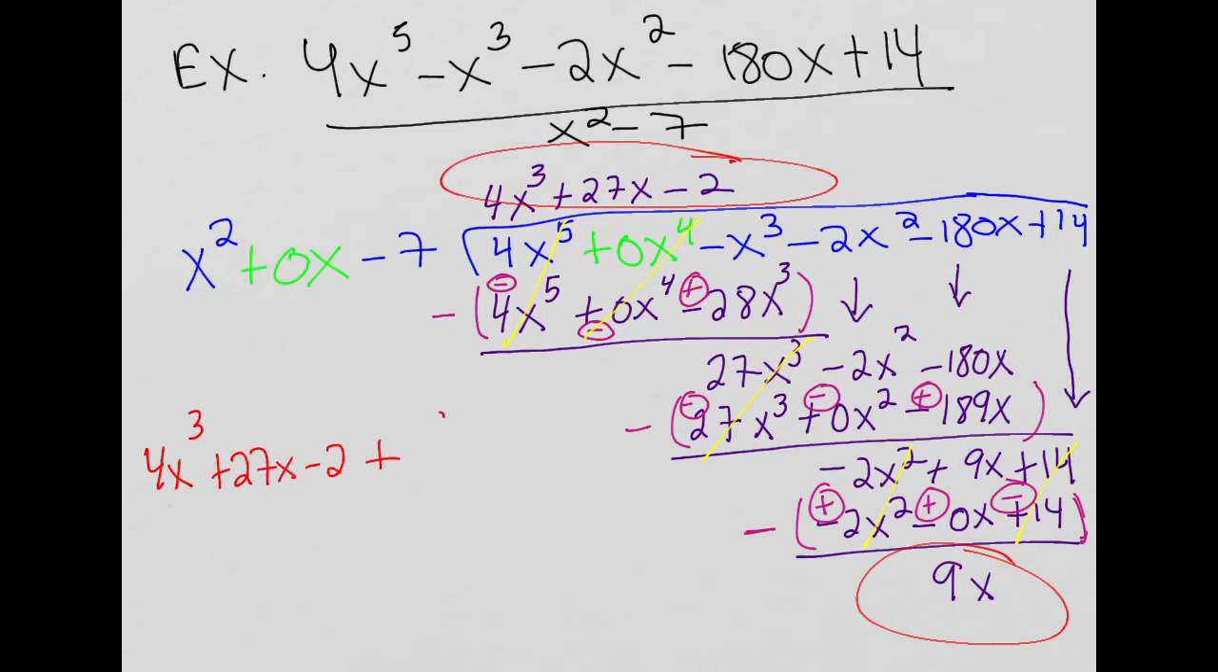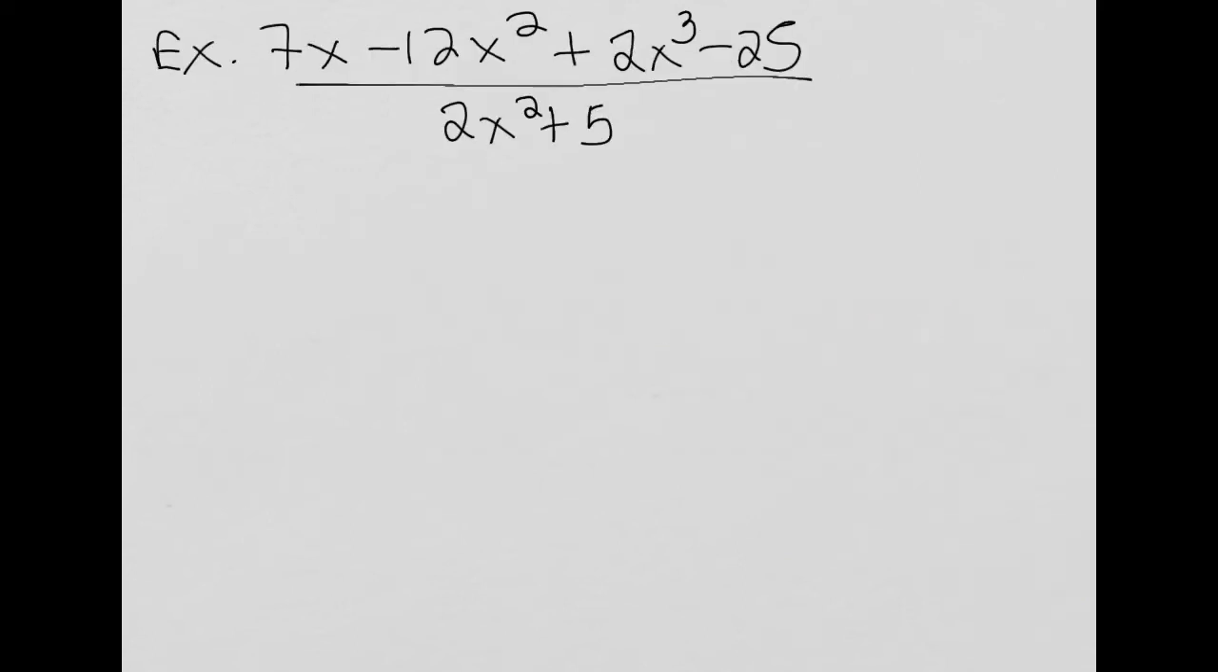Plus your remainder over the divisor. Okay? You have your quotient and your remainder. Let's see another example. Okay, we take a look at this example.